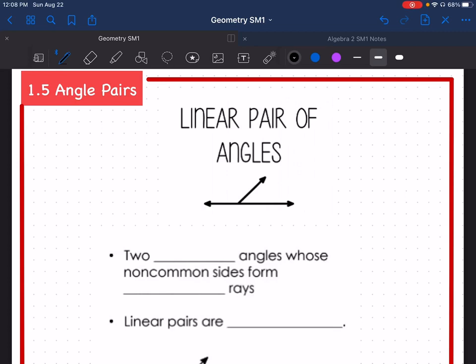Today's lesson is 1.5 angle pairs. We're going to talk about four special types of angle pairs today. Let's go ahead and get started with our linear pair of angles.